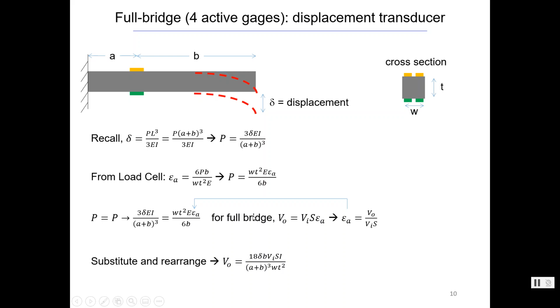And then we want to take that equation for the full bridge, the output voltage. So this is for the full bridge. It's balanced to begin with. The nominal resistances of all the strain gauges are the same. So we take this equation and rearrange it for the strain, and then we substitute that in for the strain here. If we make that substitution and we rearrange it for the output voltage, we would get to this.